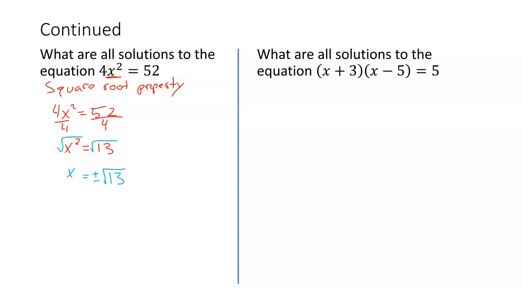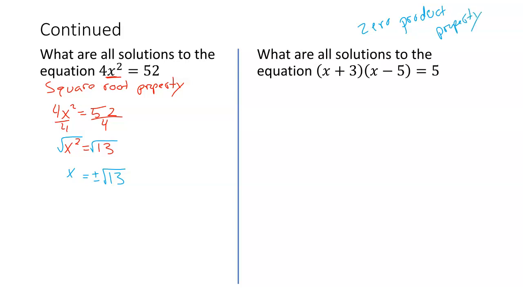What are all the solutions to the equation (x + 3)(x - 5) = 5? A lot of times people are tempted to try and use a zero product property there because, oh, it's factored, it equals something. Let me set it equal to what it equals. You can't really do it, okay? We have what's called the zero product property.